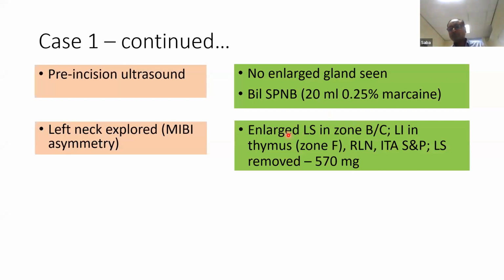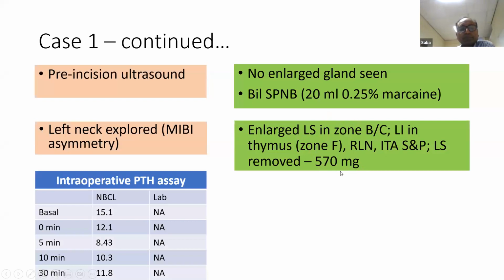I saw an enlarged left superior gland. This is zone BC, prolapsing behind the inferior thyroid artery. I thought I could see an inferior gland in the thymus. Looked at the nerve and the inferior thyroid artery. We preserved those, and we removed the left superior gland. And the weight was 570 milligrams, so it's a good sized gland.